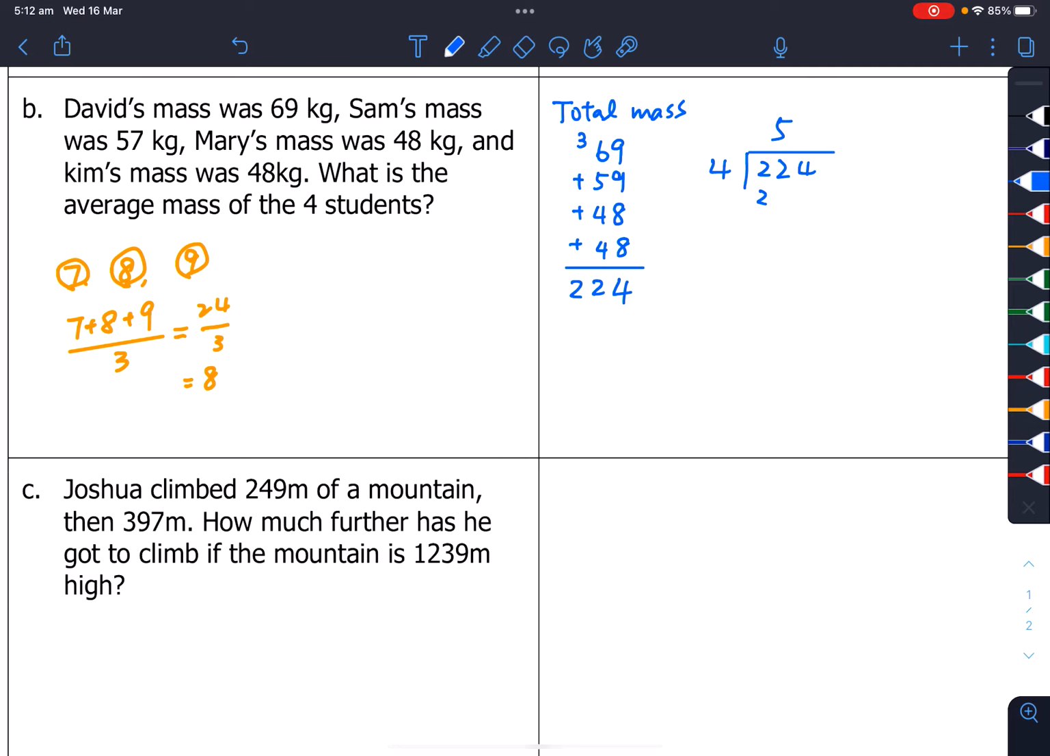Then 224 divided by 4. 5 times 4, 20. Minus 24. 6 times 4 is 24. Therefore, the average mass will be 56 kilograms.